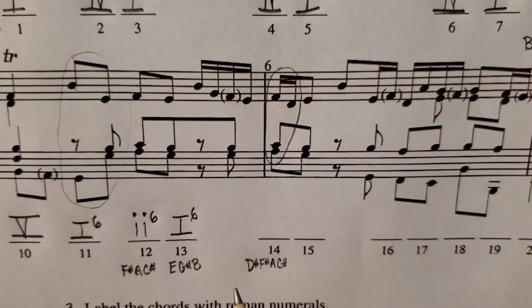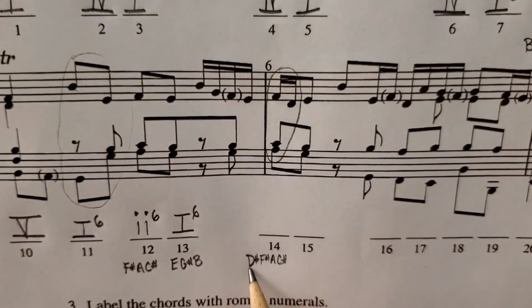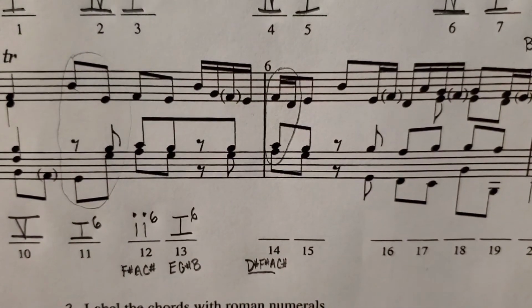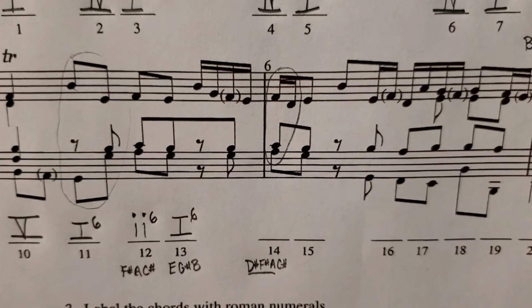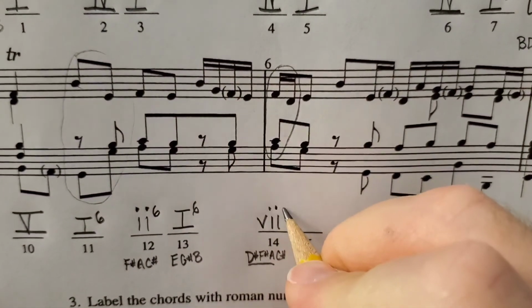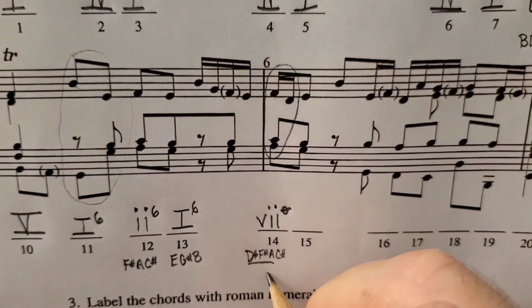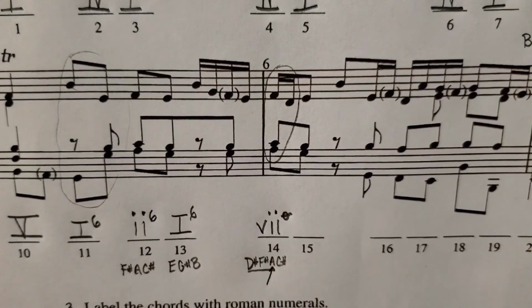In the key of E, that's number 7. The type or quality, it's a diminished triad with a minor 7th. Half diminished, as expected in a major key. So we're going to say 7, half diminished. And then the bass note is the A, right? 4/3 position.